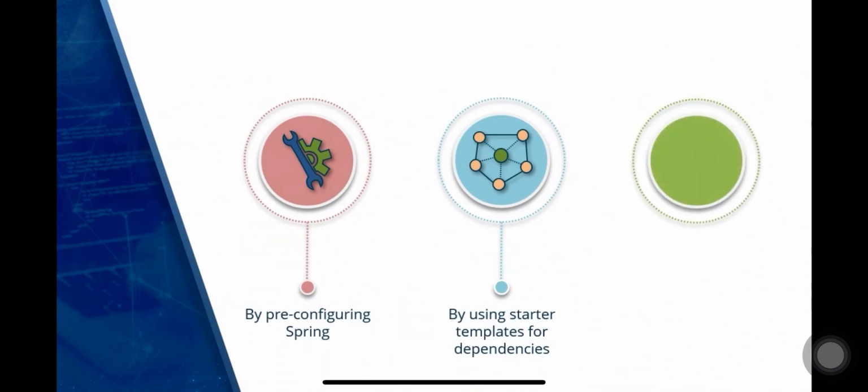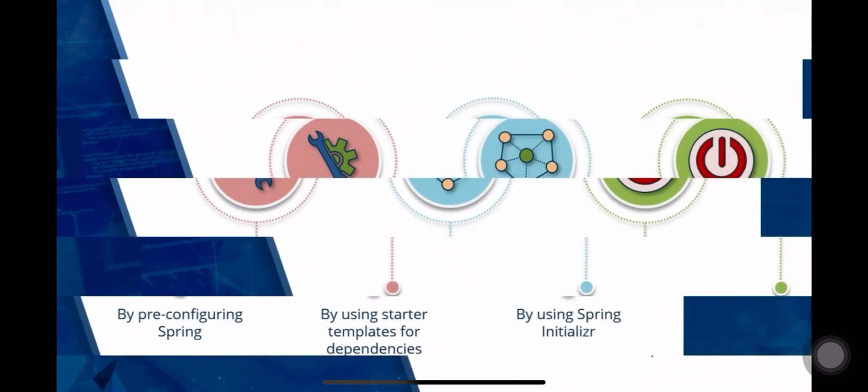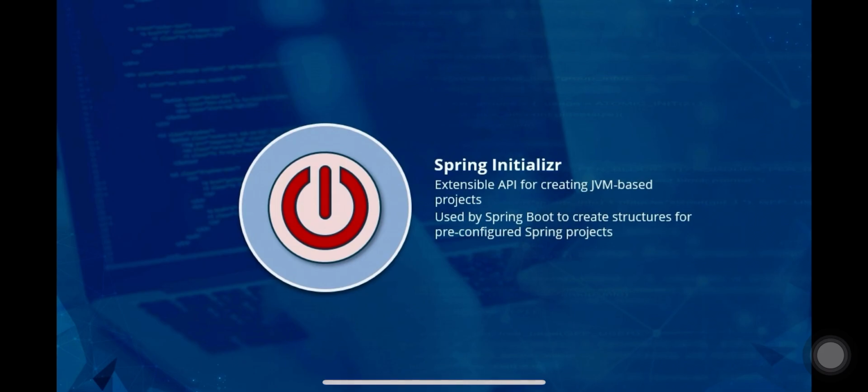And finally, Spring Boot also simplifies Spring by allowing you to use the Spring Initializer. The Spring Initializer is basically just a web interface that you can use to set up your initial project structure for Spring Boot. Instead of manually setting up your Spring Boot project, you can use the Spring Initializer and download a zip file with your project and all of the dependencies that you've specified set up for you automatically.